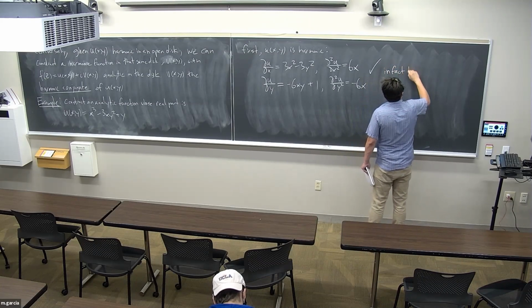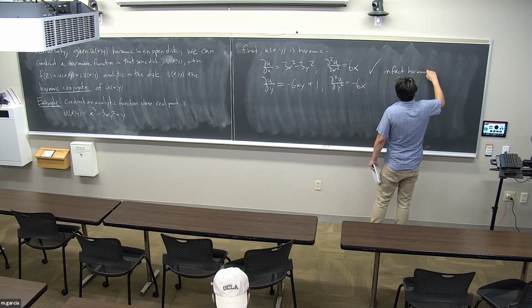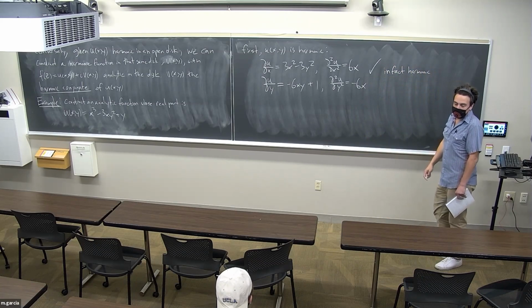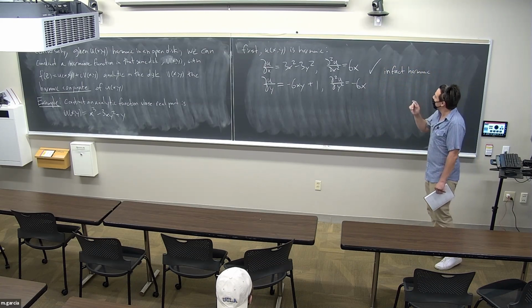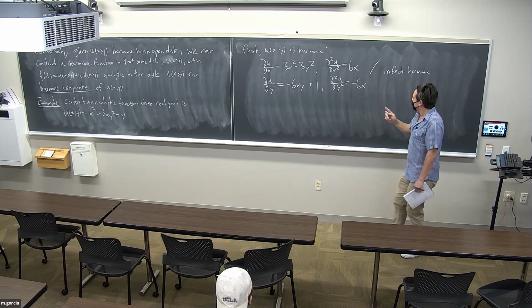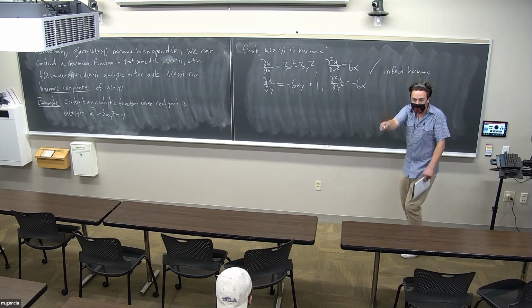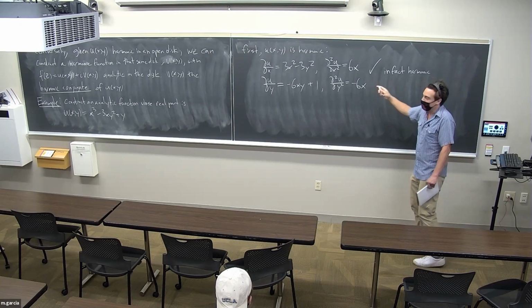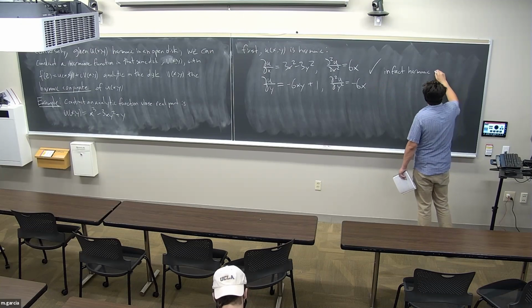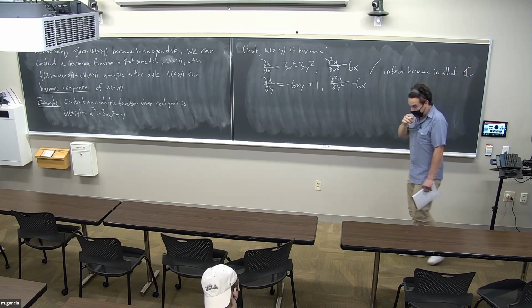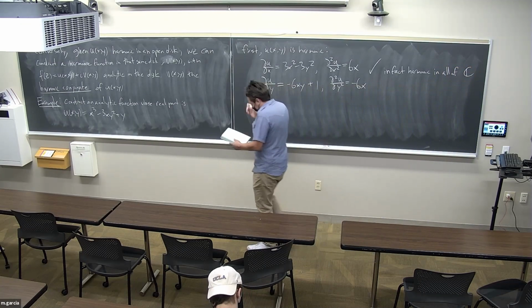In fact, where is this function harmonic? When it's equal to 0? Yes, when I add these two, I get 0, that's right. And that happens everywhere. For every point in the complex plane, we satisfy the Laplace equation. So in fact, we're harmonic in all the complex numbers.